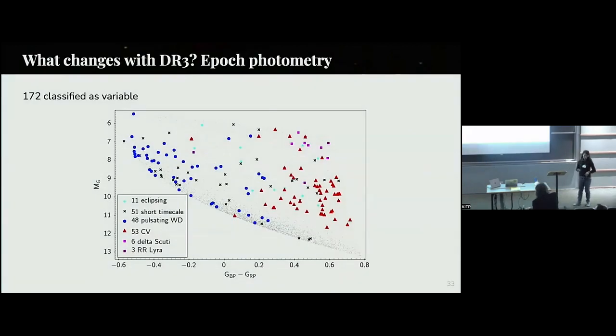We also have epoch photometry in Gaia DR3. 172 of my stars were classified as variables. There's a few that are probably contaminants in my sample because they were classified as Delta Scuti or RR Lyrae. They are mostly up here. There are almost 50 that were classified as pulsating white dwarfs. Those are the blue dots, but they are everywhere. So instead of being like an instability strip, I don't really trust this classification, but they are probably indeed variable. I just have to look at them and see what they actually are.